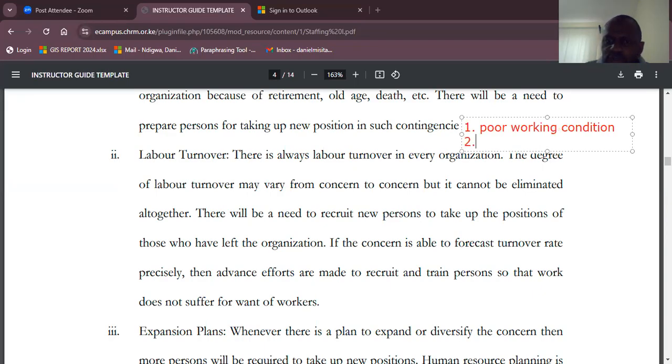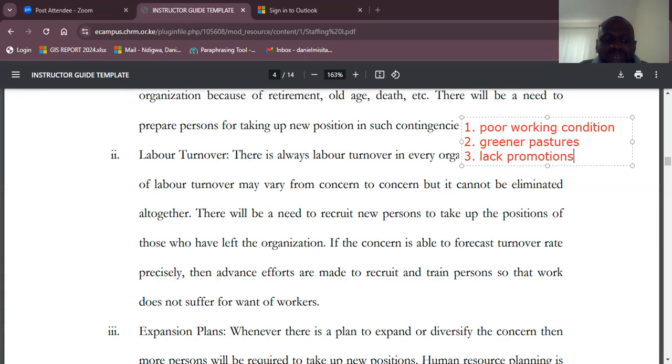Number two, we can talk about greener pastures. When we talk about greener pastures, these are avenues where employees are looking for new opportunities elsewhere, and this might also lead to labor turnover. And the other thing is the lack of promotions, where employees are not promoted, yet they are qualified for those positions, where we have a lot of nepotism and tribalism when it comes to promotions. And some employees might feel, indeed, it is high time for me to leave the organization.